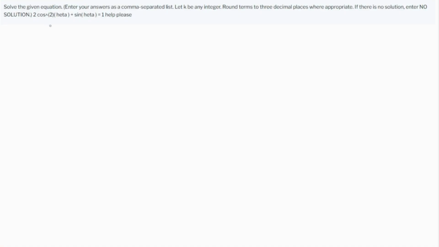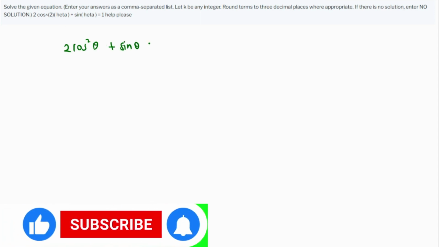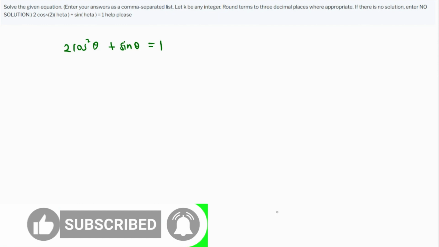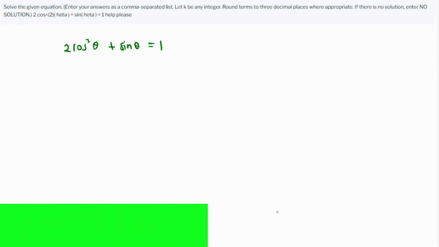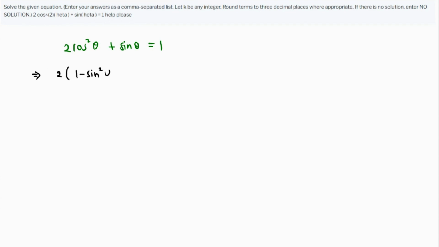We have to solve this given equation. So that's 2 cos square theta plus sine theta is equal to 1. It's always a good idea if we can convert the complete equation in terms of just one trigonometric function, which is either sine or cos. But I think converting to sine is easier because we know that cos square theta is nothing but 1 minus sine square theta. So that's 1 minus sine square theta plus sine theta is equal to 1.